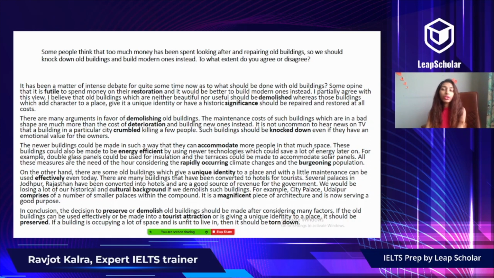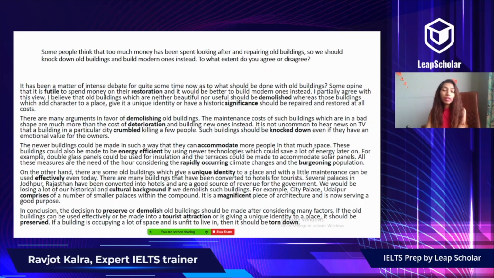To what extent do you agree or disagree? And do you agree or disagree type of question. So in both the types, they're asking your opinion. So make sure you write your opinion in the introduction because it's really important to put that in the introduction as a thesis statement. Please mention what all pointers you will include in the body paragraphs.